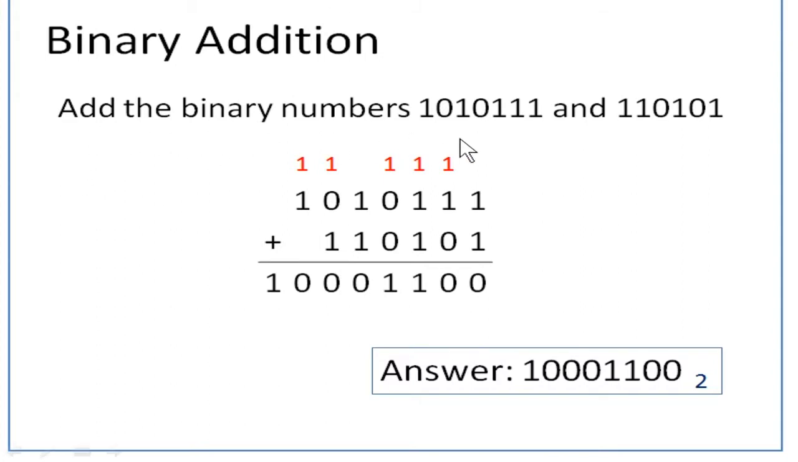Add the binary numbers 1010111 and 11010101. Two numbers are given. Now you have to write one below the other, as it is, according to the positional values. You have to start from the right-hand side and move towards your left. So always start from right to left.